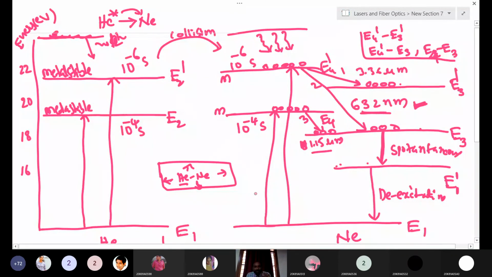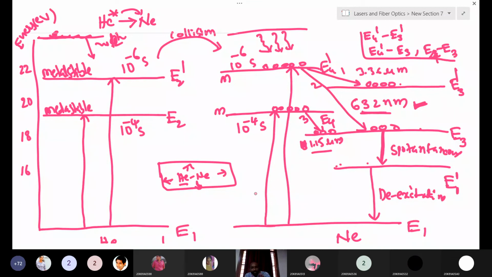So here someone should trigger these atoms to make a stimulated emission. Here we will trigger, meaning whatever photons are emitted in the spontaneous emission will stimulate these atoms in the excited state. After triggering, these atoms make transition to lower energy levels.